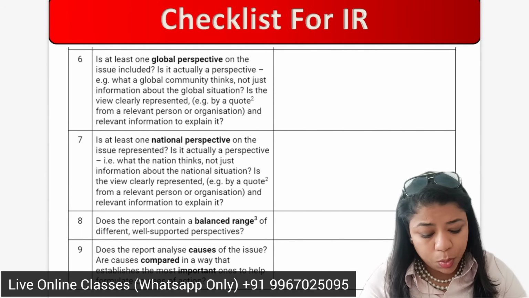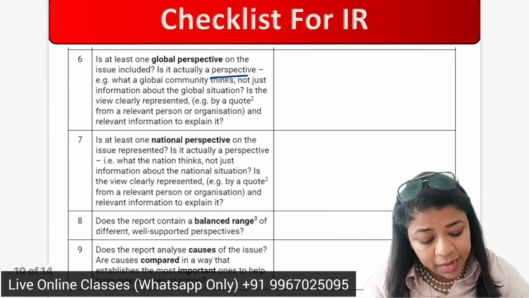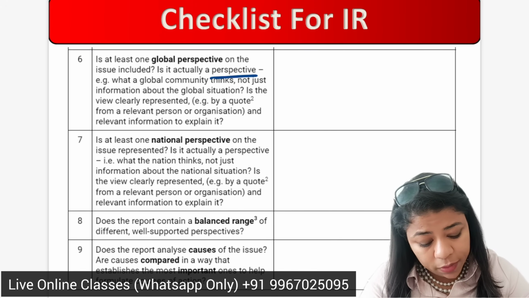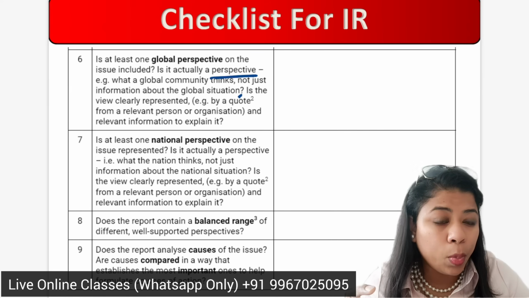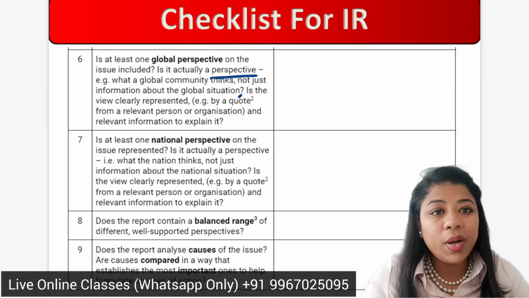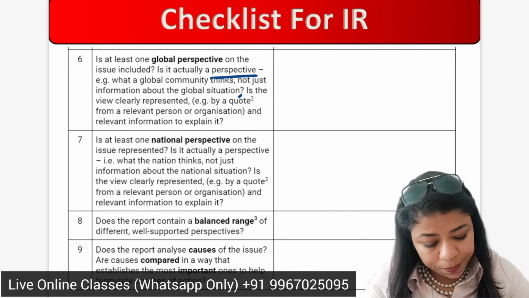Now moving on to the sixth point: at least one global perspective on the issue. Include it. Is it actually a perspective? This is important. What a global community thinks, not just information about the global situation. You do not need to put any information. Keep it as a perspective, what different global communities think about it.